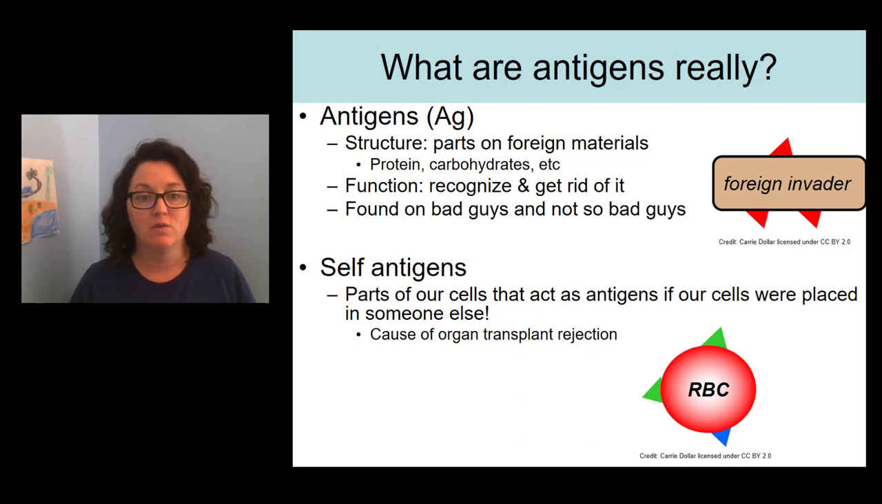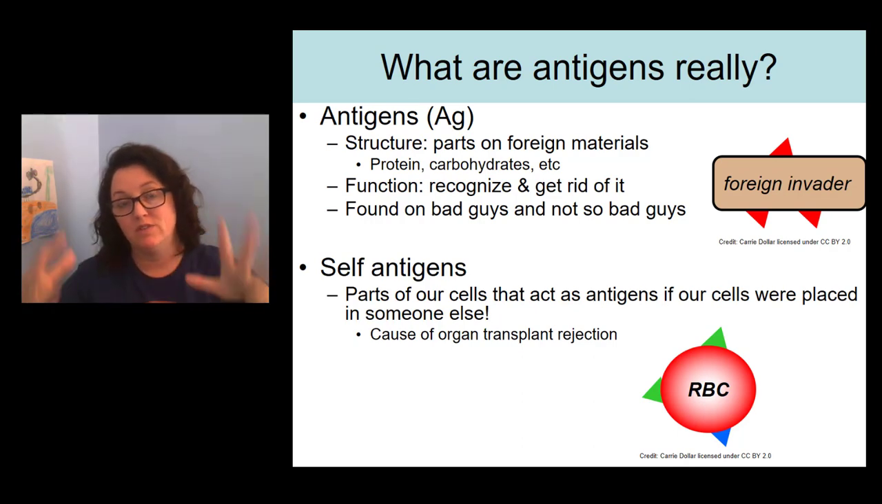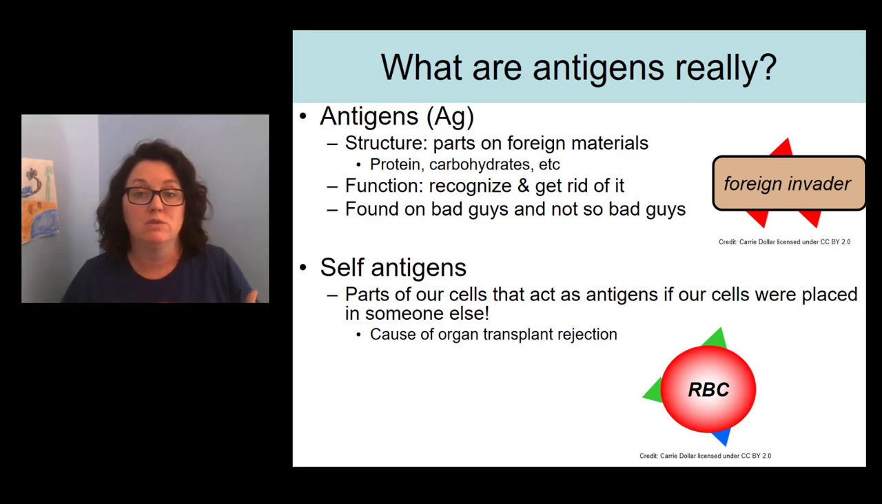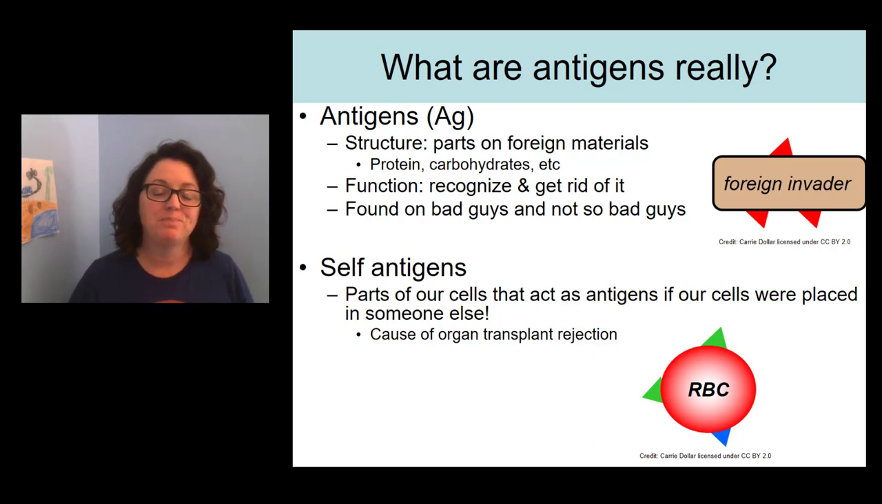So antigens are found on the outside of bad guys like bacteria, but they're also found on the outside of not so bad guys, like let's say you needed to get a liver transplant. And the new liver that comes in will have cells that aren't your cells. And your immune system might recognize that as foreign. It'll recognize those antigens on the outside of the liver cells, and it'll try to get rid of that liver. You don't want that to happen in that case, right? So sometimes antigens are good because it helps us to get rid of pathogens from our body, but sometimes it's bad when we're trying to do something like a blood transfusion or an organ transplant.